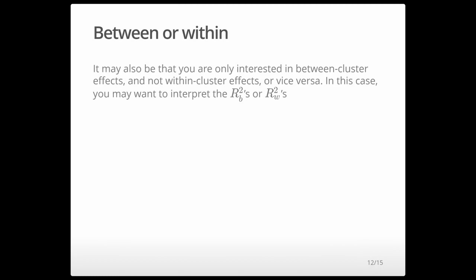There are also maybe cases where we're really only interested in between cluster effects or within cluster effects, and in this case, we would want to interpret the subscripts B or W instead. We'll talk a little bit more about this in lab together, but you can imagine situations where maybe you're interested in the effects between schools, or you're interested in the effects within persons or something like that. And in those cases, that's where you would use these B and W subscripts as opposed to total subscripts.